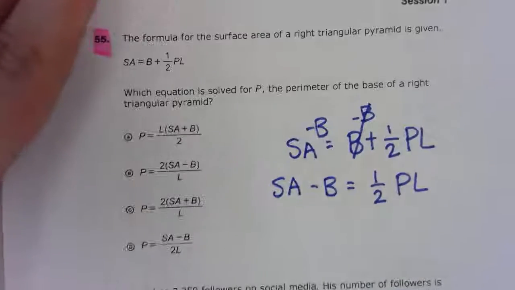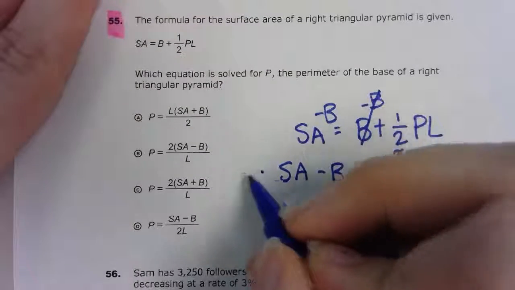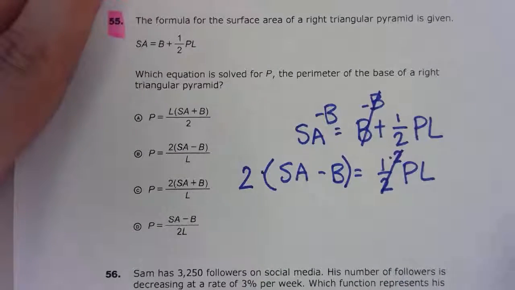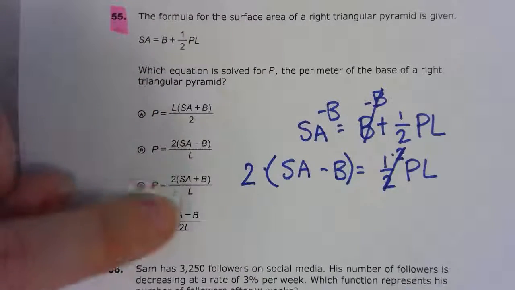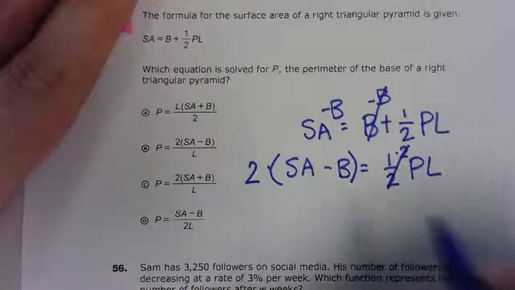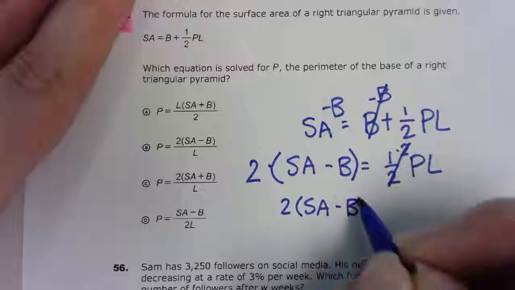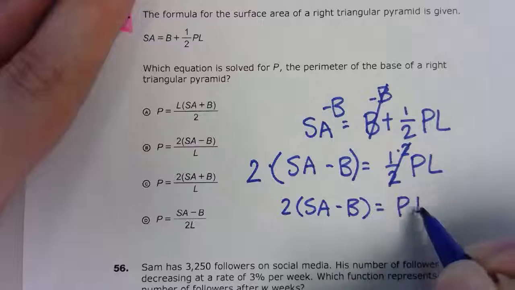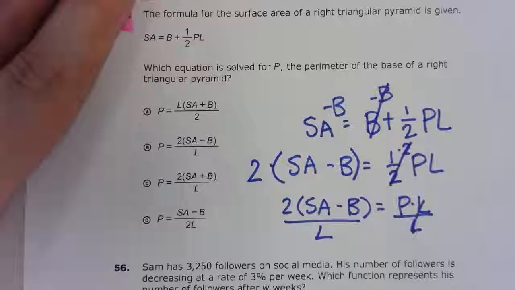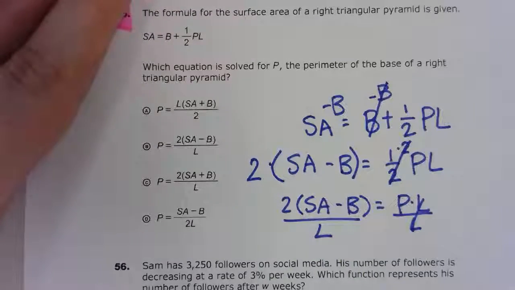Now, if I'm trying to get P by itself, I have to multiply by 2 to get rid of this 1/2. When I do so, I'm multiplying this whole entire quantity by 2. Now, if I look at my answer choices, they do not distribute that 2, so I'm going to leave it out to the side. And so I'm left with 2 times SA minus B equals PL. This is being multiplied, so I divide by L. And there's your answer. P equals 2 times SA minus B over L.